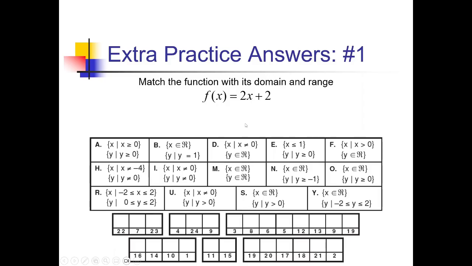For the first problem, we have f of x equals 2x plus 2. We want to know the domain and range for all of these. For this one, since this is just a line, that means that the domain, the x values that you're allowed to plug in, the places it covers horizontally, is all the x values, all real values. And it means that we can also hit all the y values as well, since this is a slanted line rather than a horizontal one. So all reals for the range as well. So we're looking for all reals for both of these. That's going to be choice M.